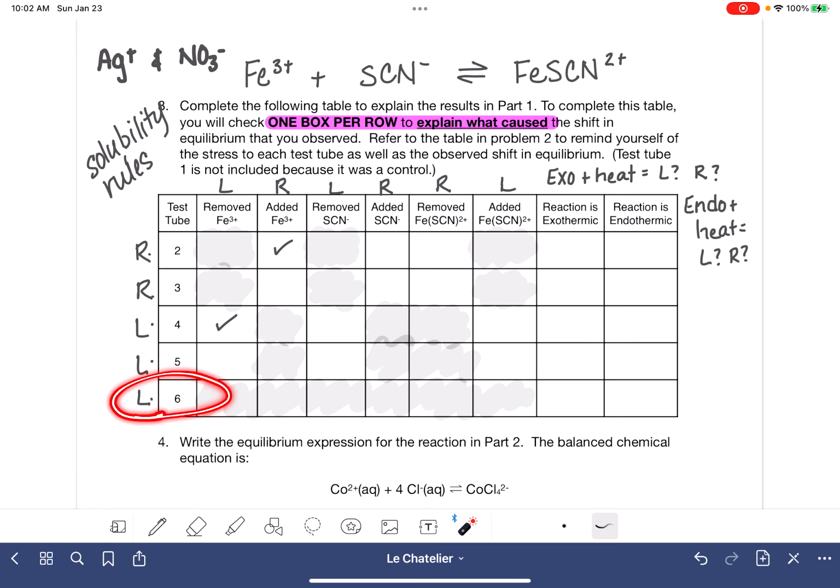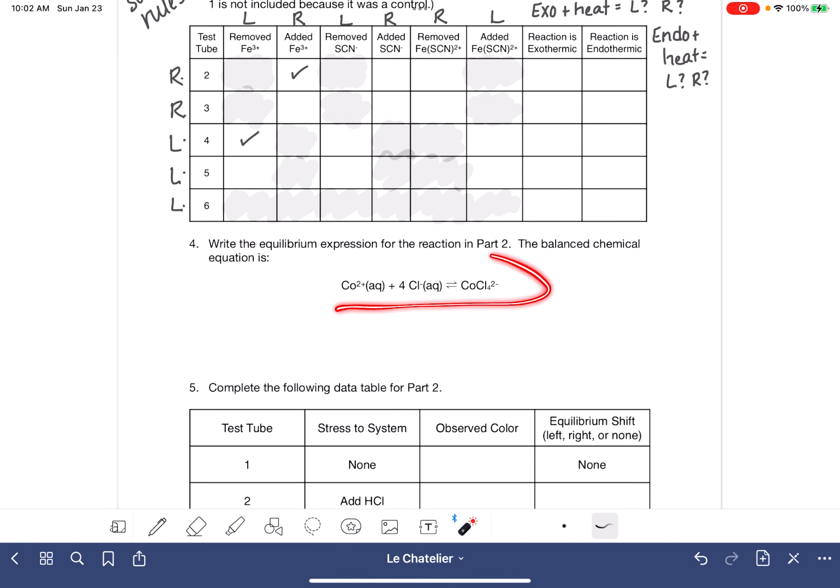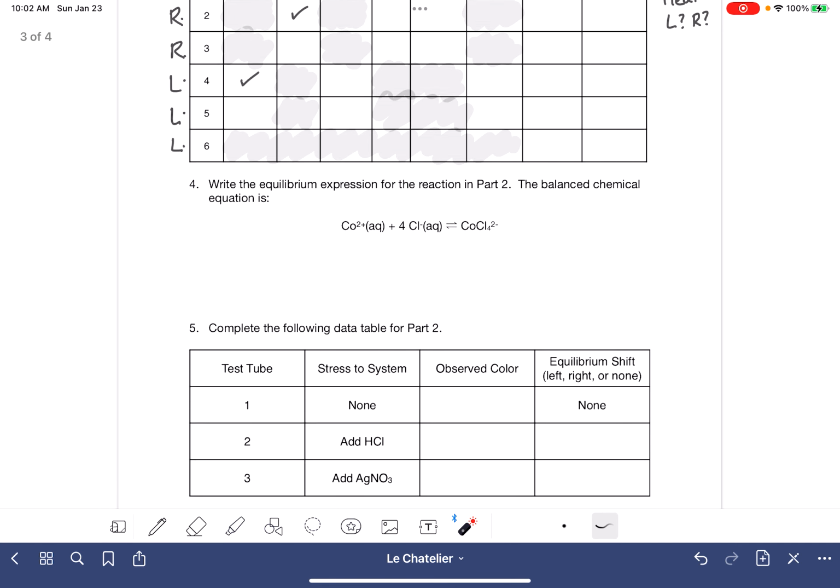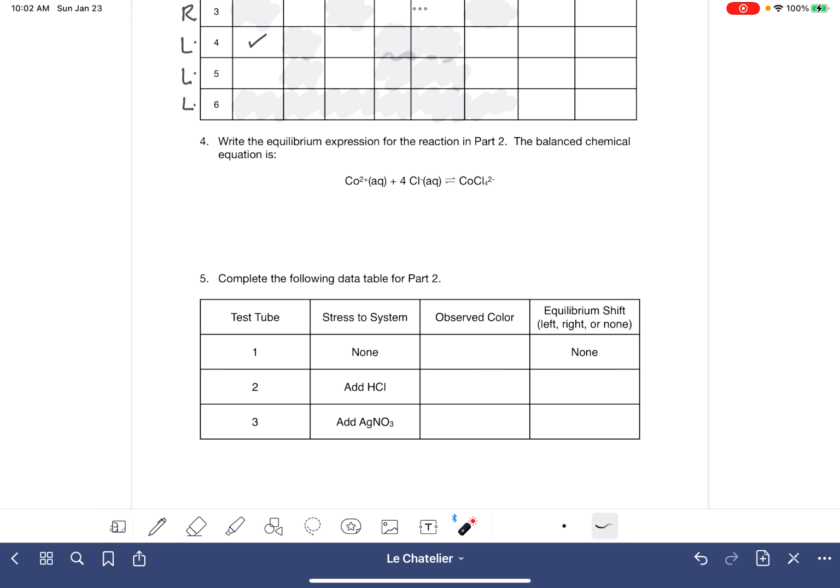You know that it shifted to the left. Again, this is hypothetical data. This isn't what you actually got. So you're going to find the statement that is consistent with what you observed, and you'll use that to check one of these boxes. And you're going to do the same thing again for the second reaction with cobalt and chloride. However, this one is significantly easier. There are only 2 stresses that you did to the system, so you don't quite have to deal with as much, but you're going to use the same strategy again.